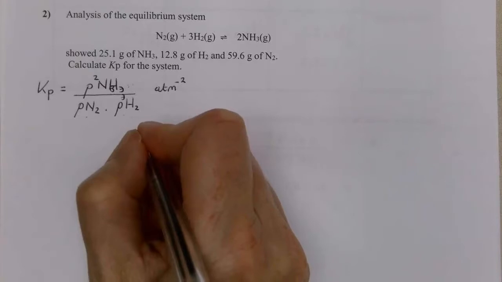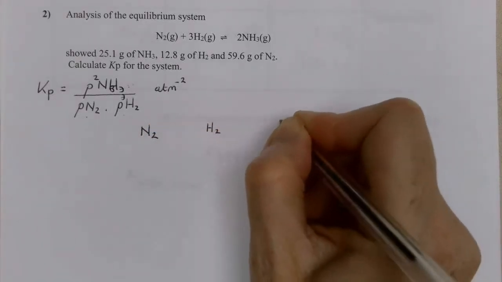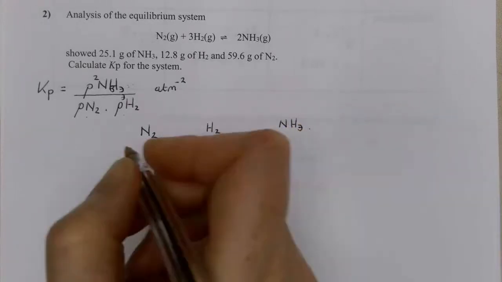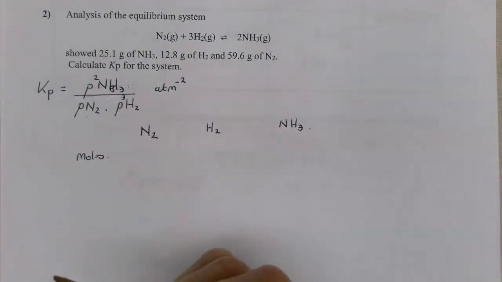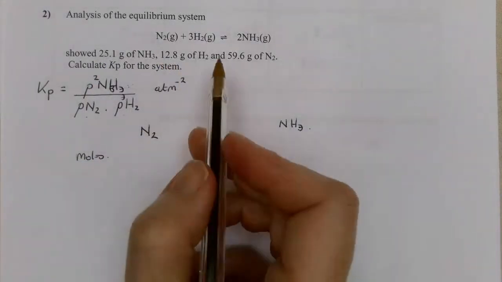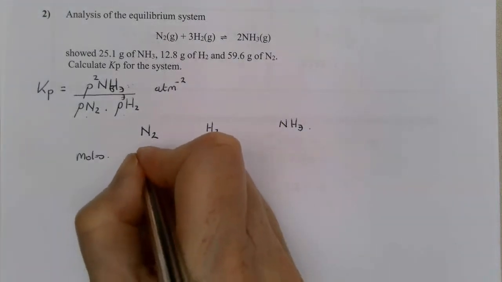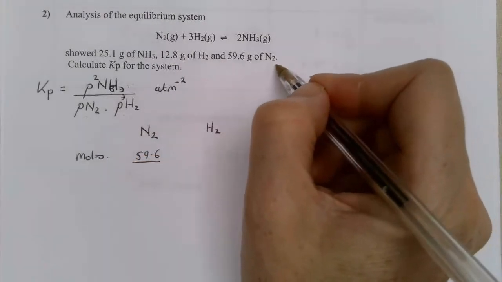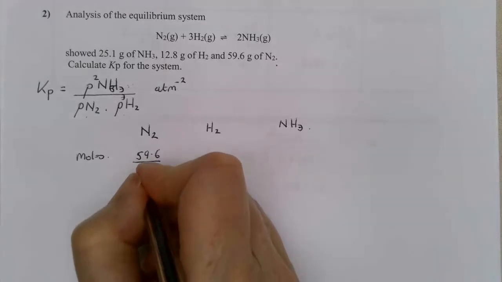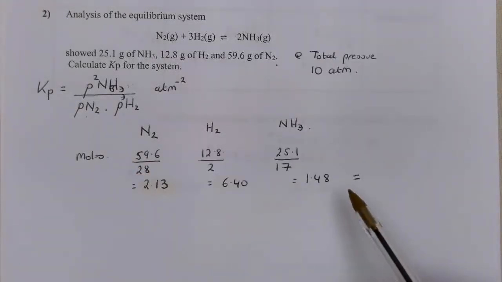Again, I'm going to lay it out in a very similar way to the way I would lay out an ice table. So I have my nitrogen, I have my hydrogen, and I have my ammonia, and I want to work out the moles. Well, again, as we said, it's mass divided by Mr, so I've got 12.8 grams of hydrogen and 59.6 grams of nitrogen. So I've got 59.6 divided by the RMM of nitrogen. Notice it's N2, it's a diatomic gas, so the RMM is 28, and I'm going to do the same for hydrogen and ammonia. So doing that, I get this number of moles of my nitrogen, hydrogen and ammonia.